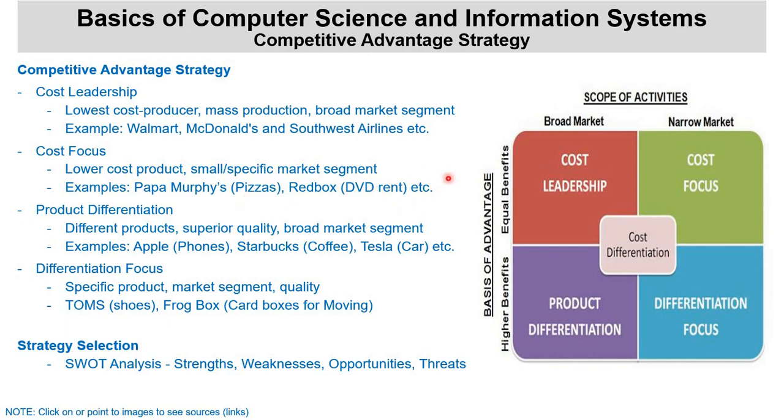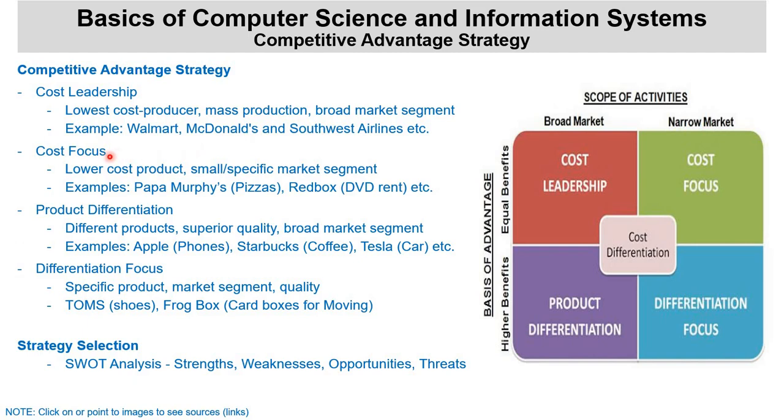Now, you can be a cost leadership organization where you focus on the broad market, a wider range of the market, but then you want to focus on being the cheapest. Examples are McDonald's, Southwest Airlines, and Walmart. These are really the lowest cost producers. They go into mass production and they look at the wider range of the market.